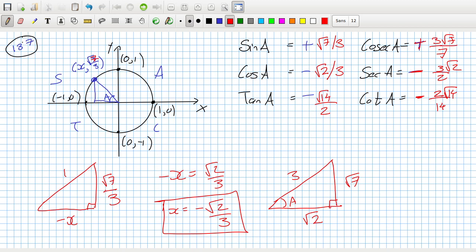So let's check if that's right. 137. That's right. And then positive, negative, negative, positive, yep, negative, yeah. I wonder if that's a typo. The answer says it's minus root 14 over 7. I think that must be wrong.